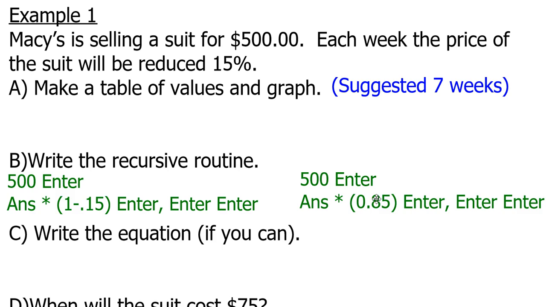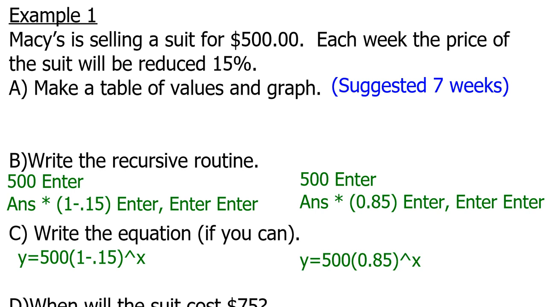I have my common multiplier. So could I write the equation? Of course we can. We have all the pieces. We have the output for y, the price, coming from 500 times the multiplier, whichever format we're using, over and over again, so it has to be an exponential. So this would be if you did the 1 minus 0.15, or if you're showing that you only retained 85% of the cost.